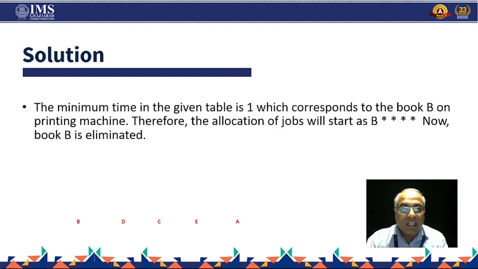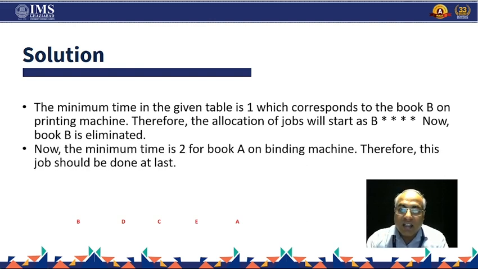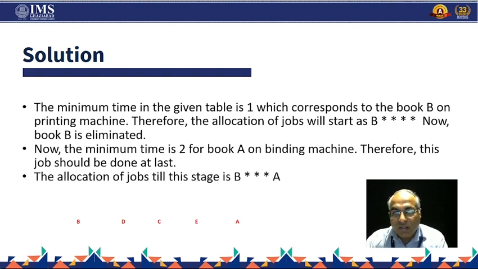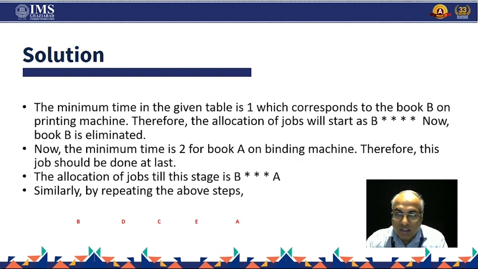Minimum time in the given table is 1, which corresponds to book B on the printing machine. Therefore, allocation of the jobs will start with B first and then blank spaces. Book B is eliminated as I have explained, and then I identify 2 as the minimum, for book A on the binding machine, so this will enter from the last side. So A has entered from the last. This way, continue this process till all the jobs are over. So this way, I have prepared this job sequencing order: B, D, C, E and A.